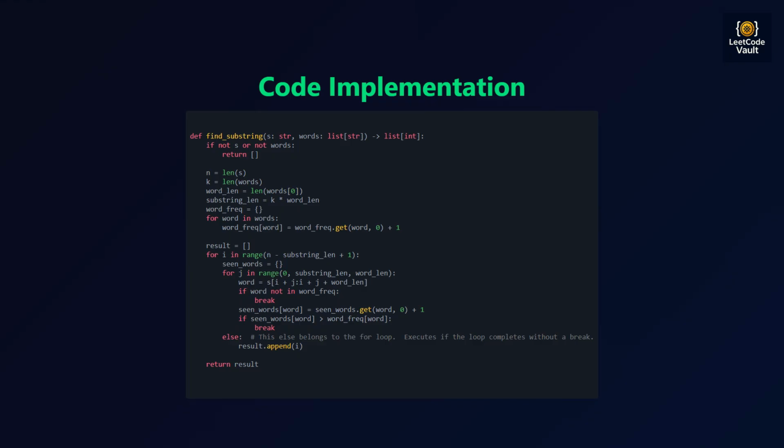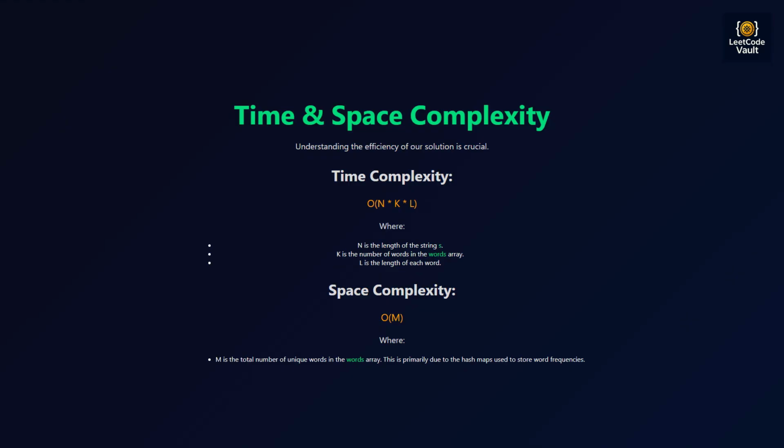Code implementation. Let's see the code in Python. We'll start by initializing our hash map, which is going to be a dictionary in Python, to store word frequencies. Then, we will iterate through the text using our sliding window, updating the word frequencies as the window slides. We'll compare the window's word frequencies with the original words list's word frequencies. When they match, we add the starting index to our result list. We'll use helper functions to simplify the process and maintain readability.